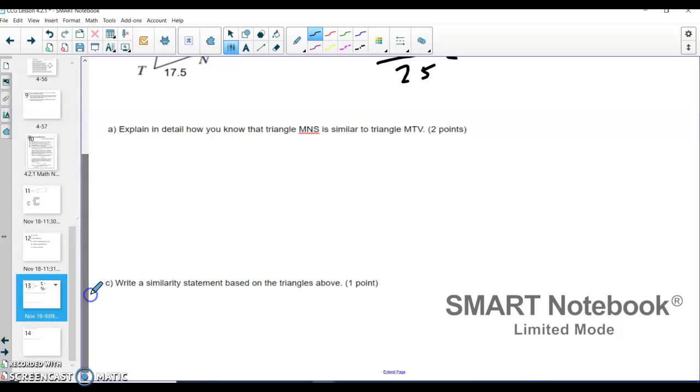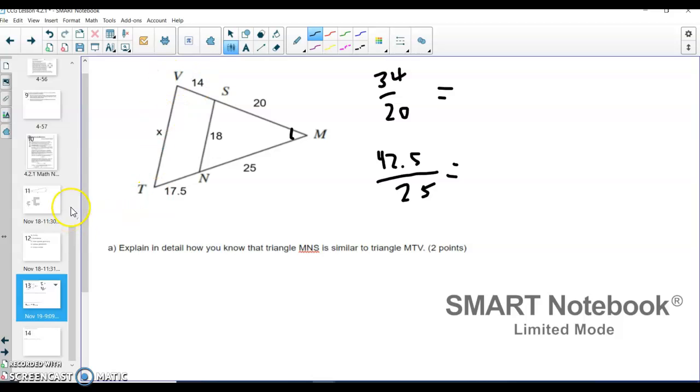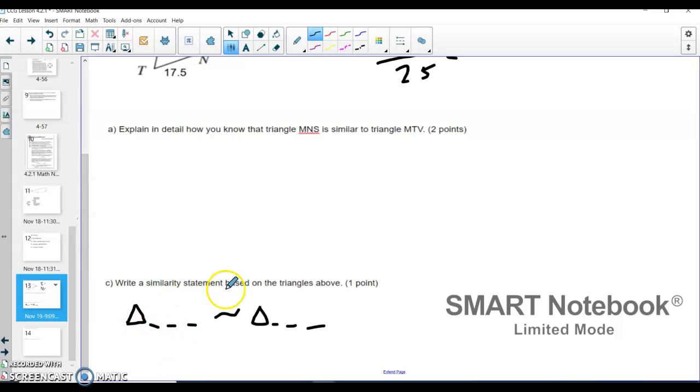In part B, in part C, I was looking for a similarity statement. And a similarity statement, again, is triangle. And in our case, you can fill the letters in however you want as long as the order is correct, but it would be triangle blank, blank, blank is similar to triangle blank, blank, blank. And we got to make sure that the order of the letters is correct. So if you use MSN, that you use the correct MVT, or you can use any combination as long as the letters follow the correct order when you do your similarity statement here.